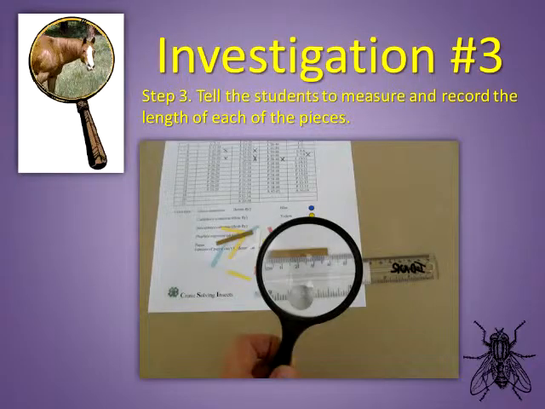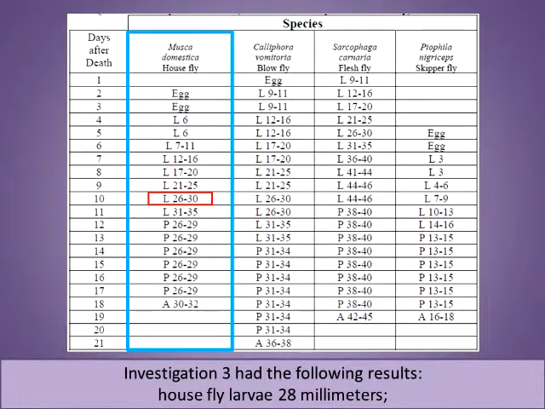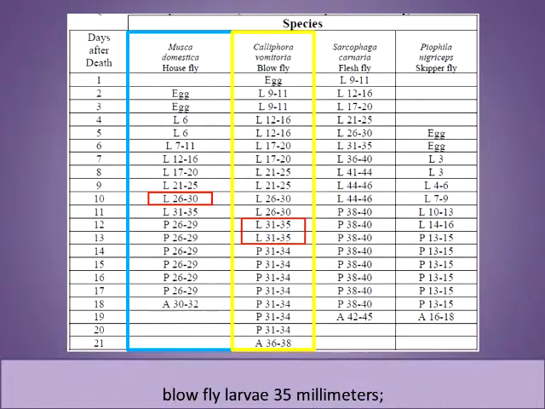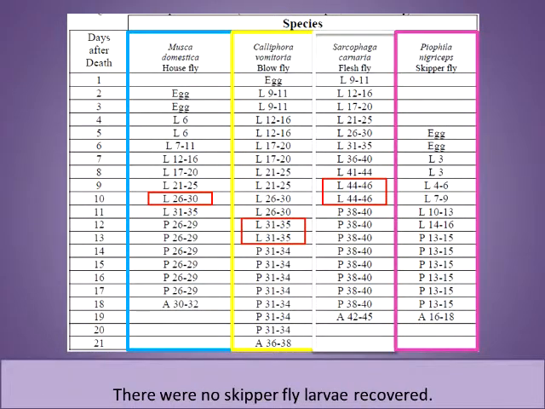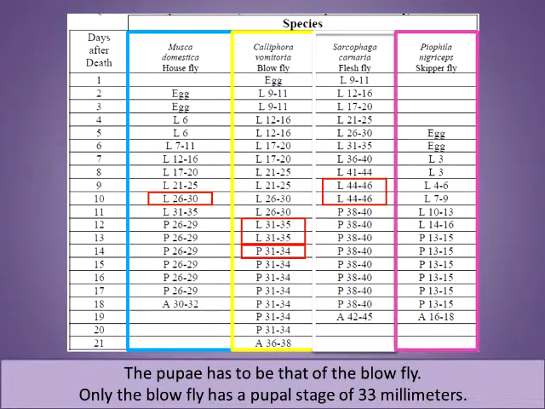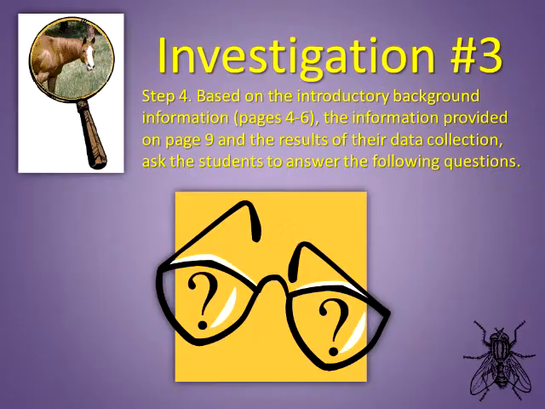Step 3. Tell the students to measure and record the length of each of the pieces. Investigation 3 had the following results: housefly larvae 28 millimeters, blowfly larvae 35 millimeters, flesh fly larvae 45 millimeters. There were no skipper fly larvae recovered. There were 33 millimeter pupae. The pupae have to be that of the blowfly. Only the blowfly has a pupal stage of 33 millimeters.